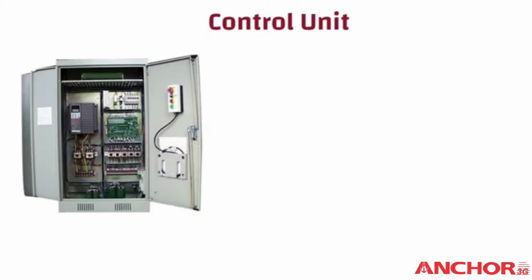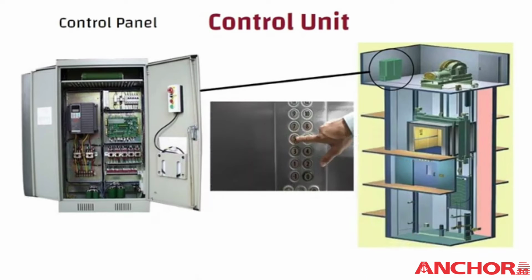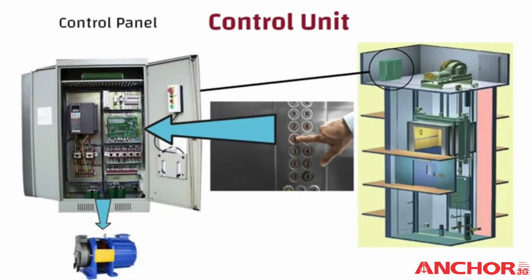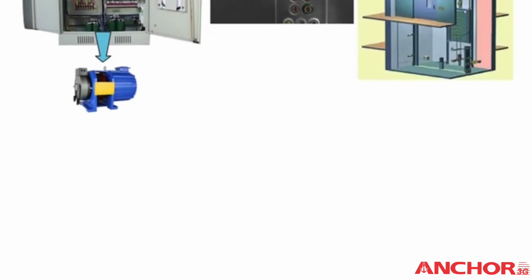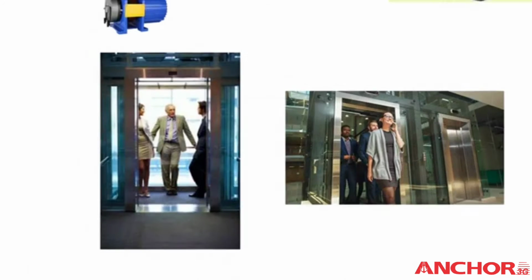Control unit. It is also known as controller or control panel. It is placed in the machine room which is generally at the top of the elevator shaft. When we press any button in a lift, the signal goes to the control unit and then it is translated through the system to tell the motor whether to move up or down. Once the elevator has reached its destination, a signal is sent to the control room for it to either stop and let passengers board or exit it.